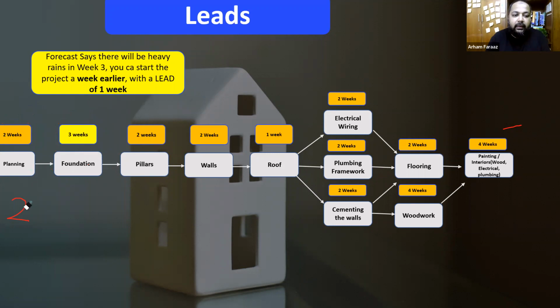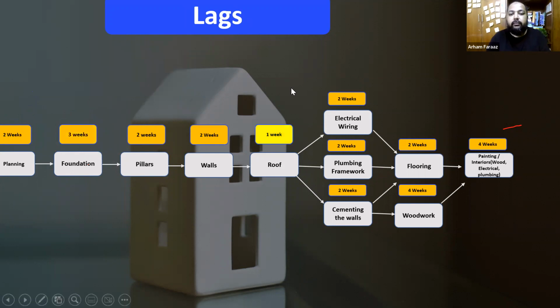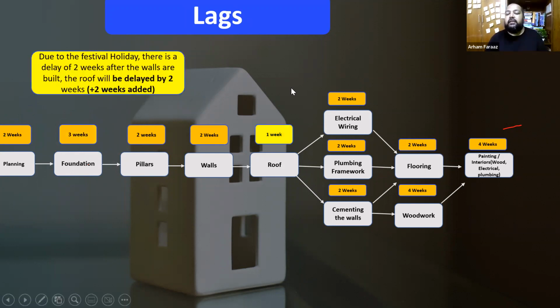Now I'll talk to you about lag. I'll give an example of lag from the project itself. Lag is, let's say there is a festival holiday in the middle of the project. Due to the festival holiday, there is a delay of 2 weeks after the walls are built. The roof will be delayed by 2 weeks. After the walls are built, the construction workers have gone on a 2 week break. So now it will be 2 weeks plus 3 weeks, 5 weeks plus 2 weeks, 7 weeks plus 2 weeks, 9 weeks. So on the 10th week, the roof was supposed to start.